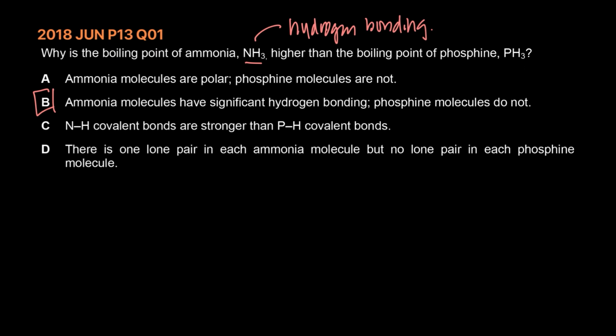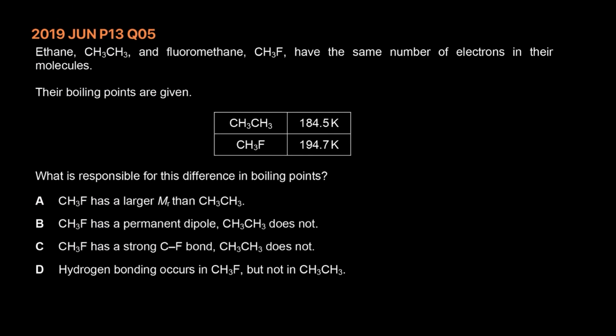Okay, so now another one. Yes, I've got some questions going here for sure. Let's take a look at this one. It says here ethane and fluoromethane have the same number of electrons and their boiling points are given as such. Now why is this a higher boiling point? It's because this fella is polar. So if it's polar, it's going to have permanent dipoles. That's the reason. Now you might see an F and you might say hydrogen bonding. No, it can't be hydrogen bonding. It doesn't have hydrogen bonding because CH3F looks like this, where the F is bonding to the C, not the H. So there's no hydrogen bonding there.